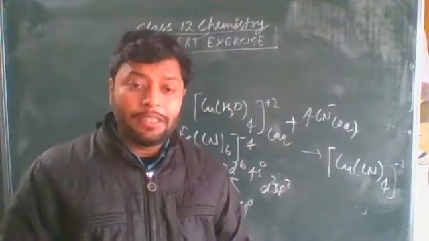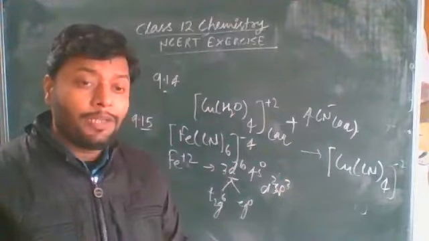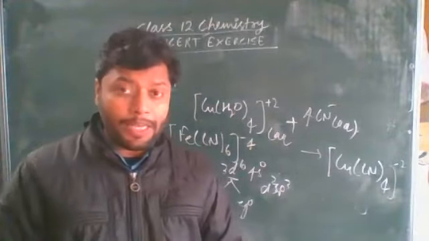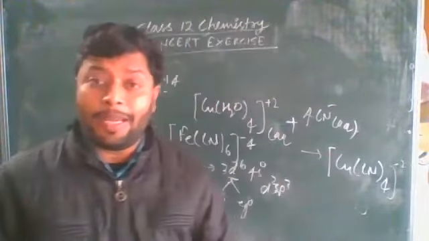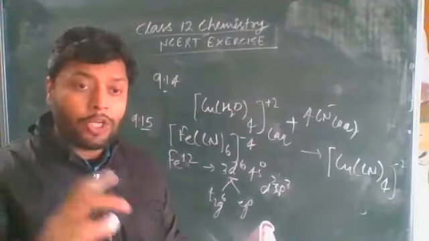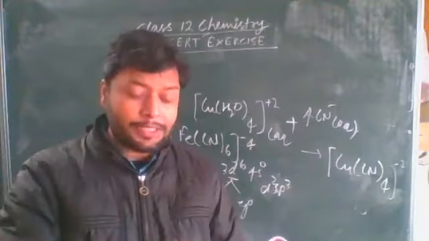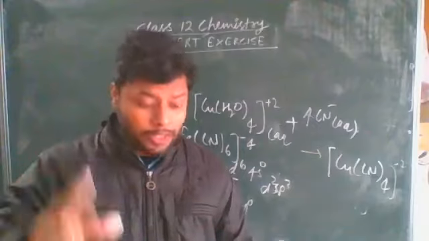The same way, [FeF6]³⁻. You know F means fluoride. Fluoride is a weak field ligand, so there will be no pairing of electrons. So electrons will remain unpaired. That will give a paramagnetic behavior of the complex. Outer complex formation takes place. These things can be explained. And 6 ligands are there, octahedral, sp3d2 hybridization.